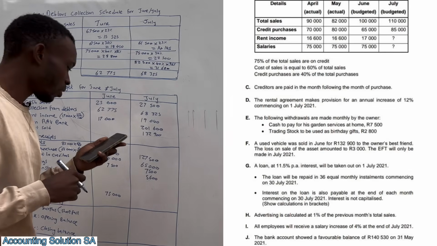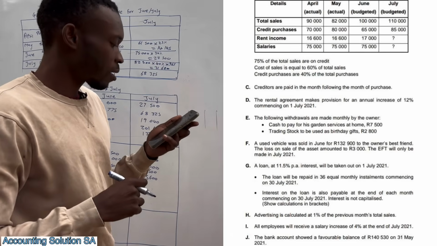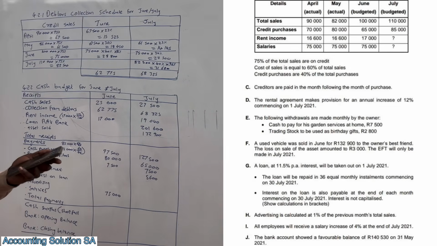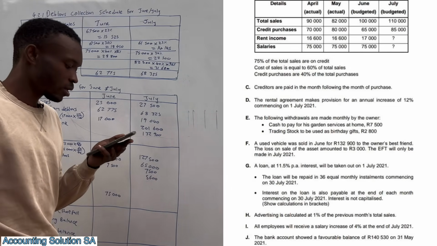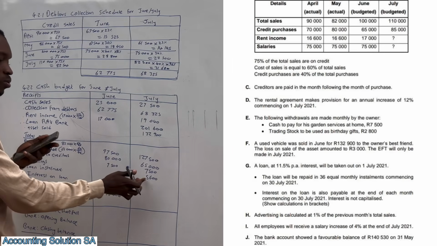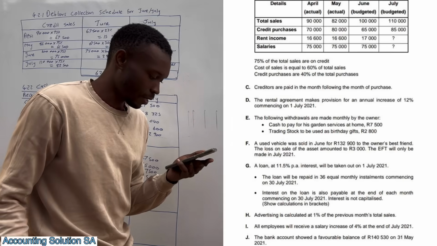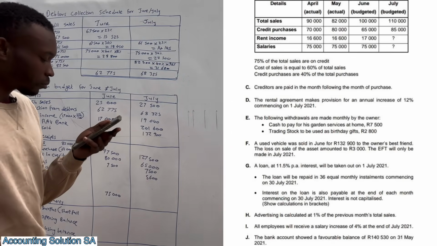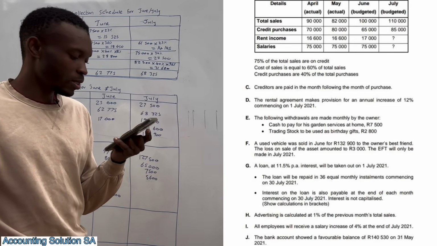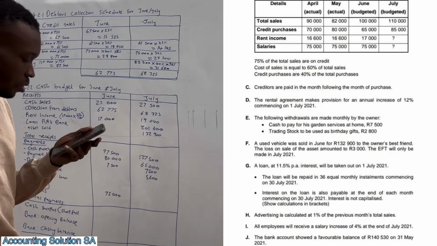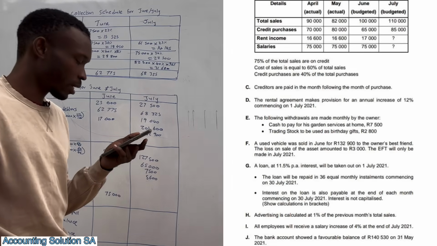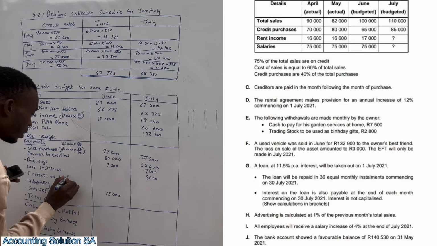A loan at 11.5% per annum interest will be taken out on 1 July. They said the loan will be repaid in 36 equal monthly installments commencing 30 July. The installment was already calculated: 5,600. The interest is also payable at the end of each month, commencing 30 June 2021. Interest is not capitalized. Show the calculation in a bracket. We need to calculate the interest.